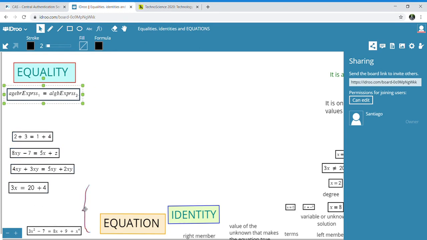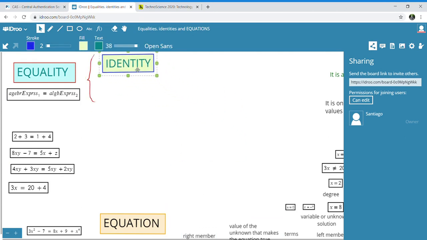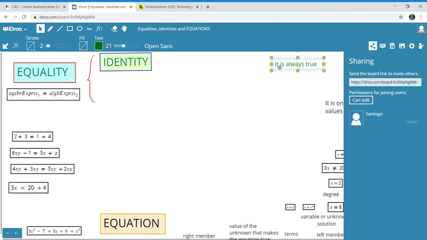But we have two types of equalities. Let's see, for example, the identity. What is an identity? An identity is an equality, of course, but it's a case of an equality that is always true.